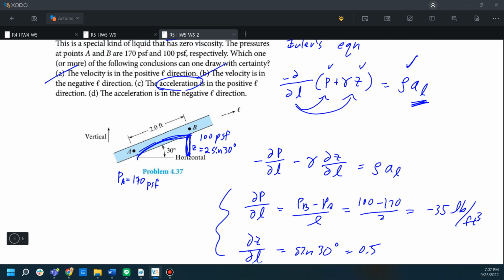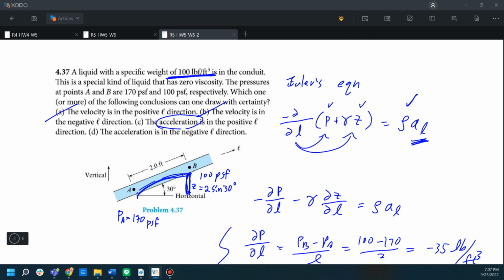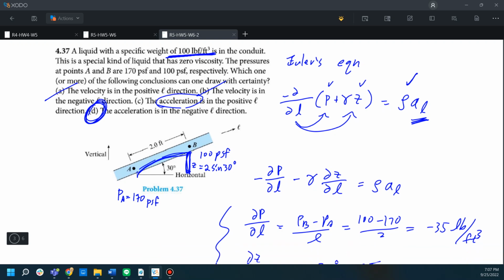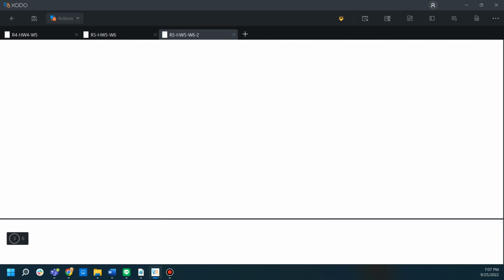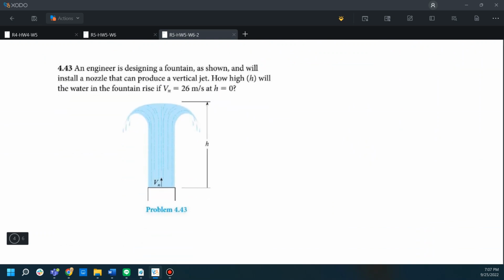This is the information with the certainty. Therefore, we should choose option D. The acceleration is in the negative L direction. Cool. So let's move on to the next one.